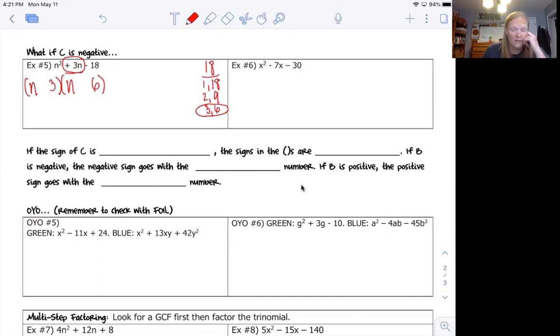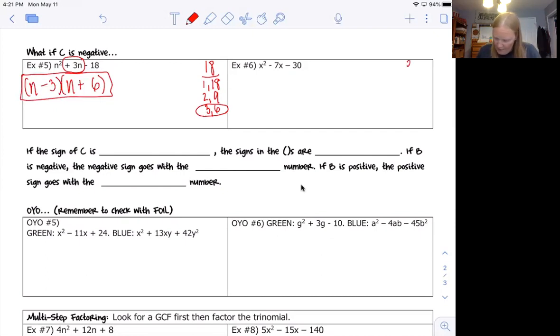Hopefully you said the 6, okay? A positive 6 and a negative 3 give me a positive 3. And a positive 6 times a negative 3 gives me a negative 18, okay? So again, I just did that check. Now, if you switched them up, you would have got a negative 3 in, and all you'd have to do is switch the signs. Not a big deal. Okay, last one of these.